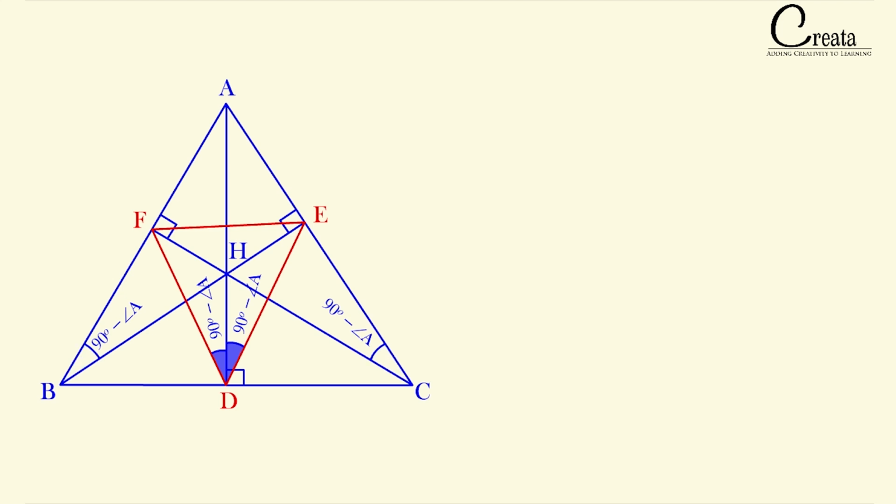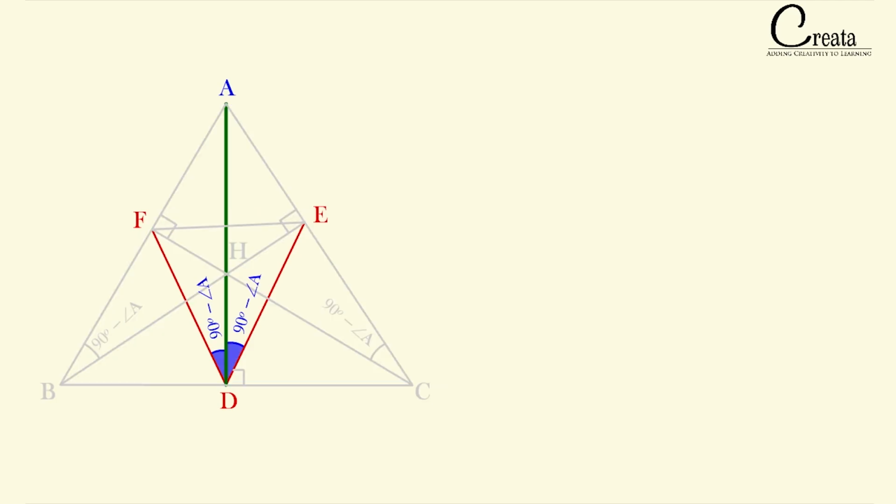Here if you observe, both of these angles are equal to each other. So can we say the line AD is the angle bisector of angle FDE? Here the line AD is bisecting this angle into equal parts, that is 90 degree minus angle A. So AD is the angle bisector. Similarly, we can prove BE is the angle bisector of angle FED and CF is the angle bisector of angle DFE. So we got these three line segments as angle bisectors of these three angles.